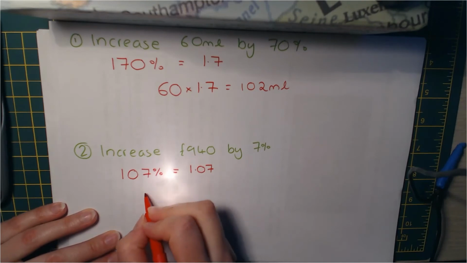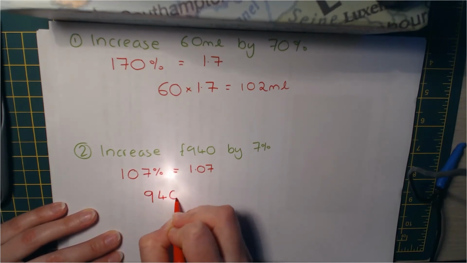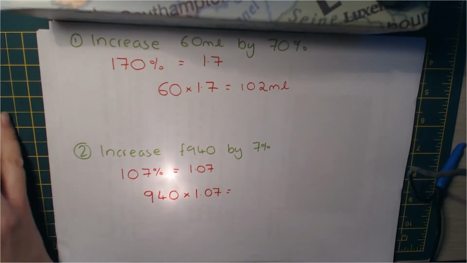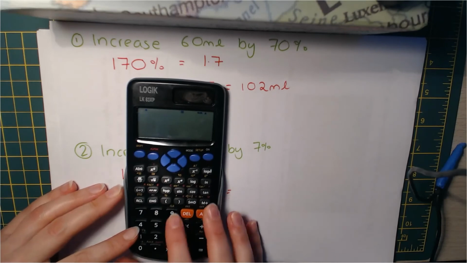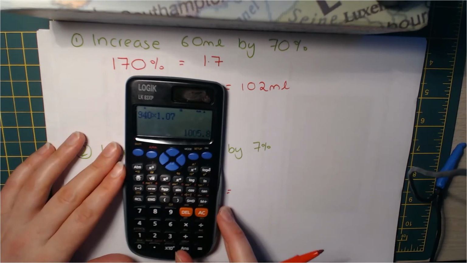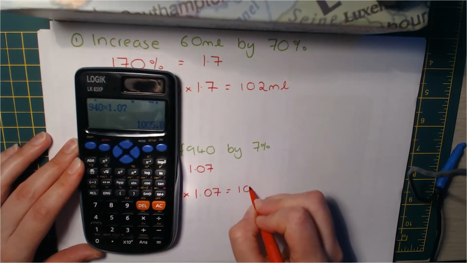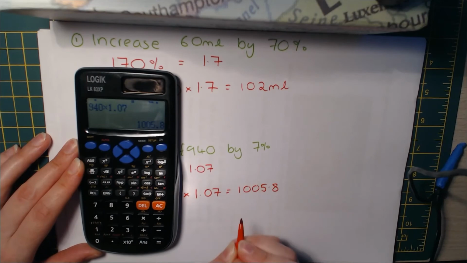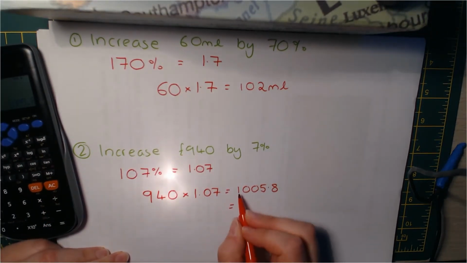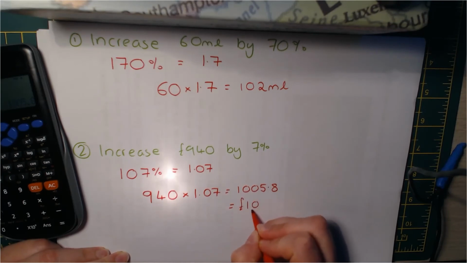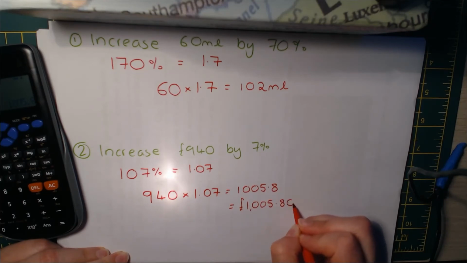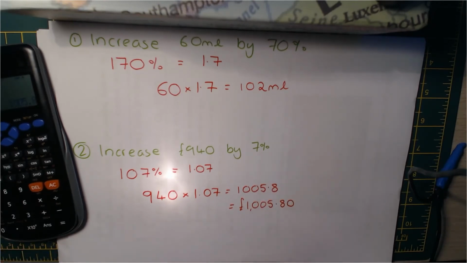So we're going to do the same thing we did before: 940, our original amount, multiplied by 1.07, which is our multiplier. Let's see what we get. 940 multiplied by 1.07 is 1005.8. Now don't forget to look at your units. We're working in pounds, so we rewrite that in pounds. We don't write 0.8 in pounds, we tend to have 0.80, because we're thinking about 80 pence.